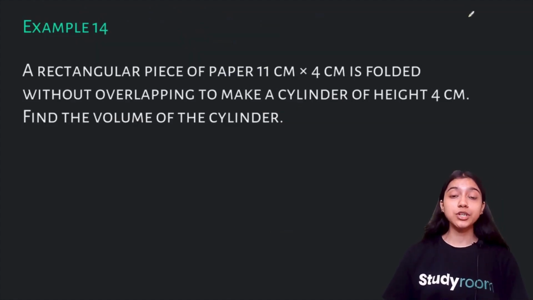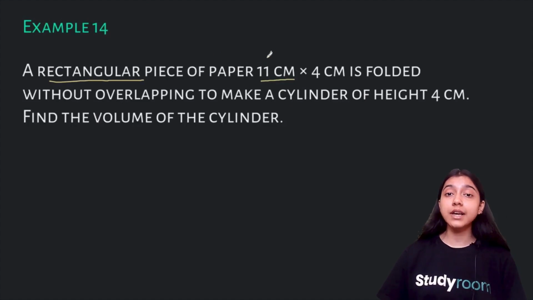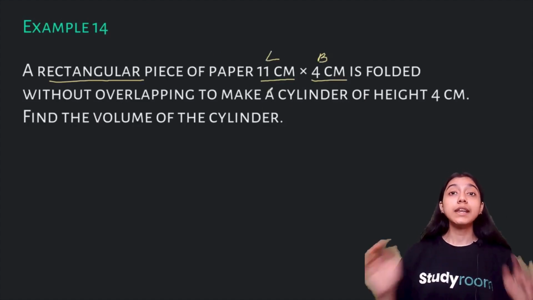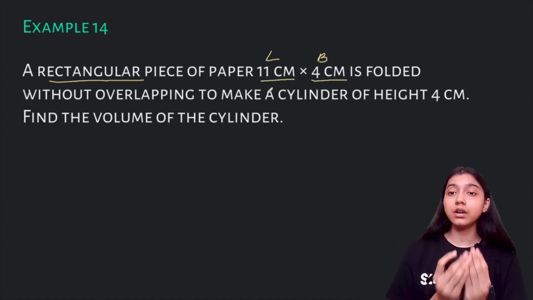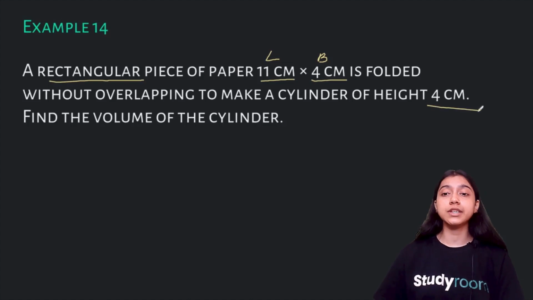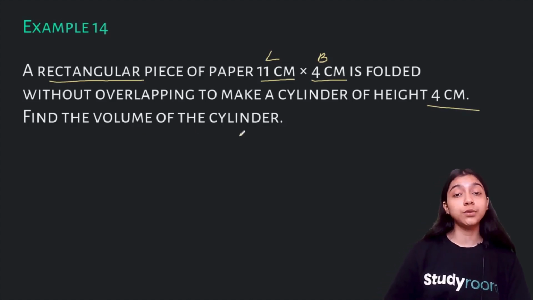Now we have another question based on cylinder. We have a rectangular sheet of paper and the dimensions are 11 centimeter as the length of the rectangle and 4 centimeter is the breadth of the rectangle. Now this rectangular sheet of paper is folded to form a cylinder whose height given is 4 centimeter. We have to calculate the volume of the cylinder.